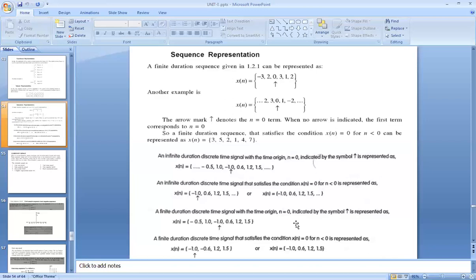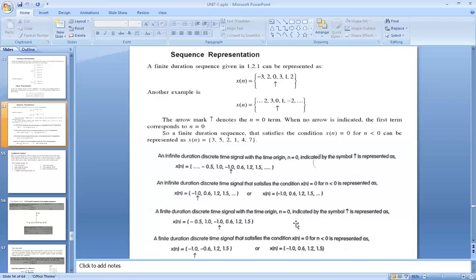The arrow mark indicates a center point, and this sequence extends to the right hand side as well as the left hand side. That is why this sequence is of infinite duration, because dot dot dot is shown on the left and right hand side. So this sequence will be never ending. That is why it is marked as an infinite duration discrete time signal.